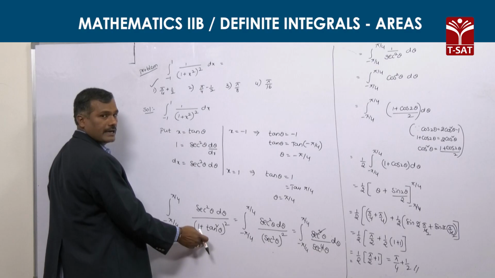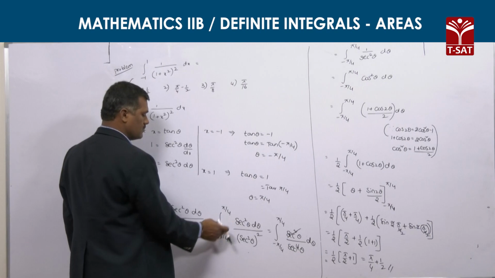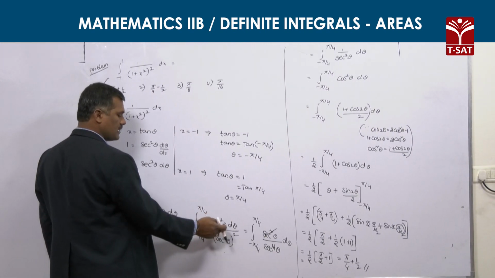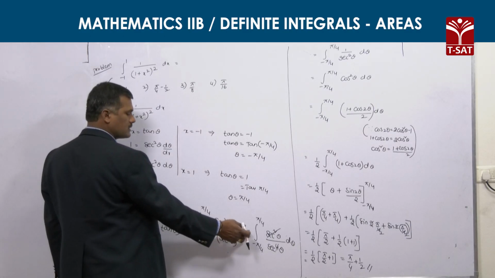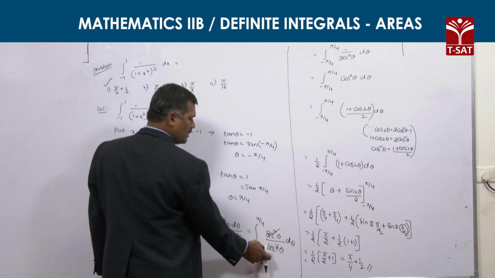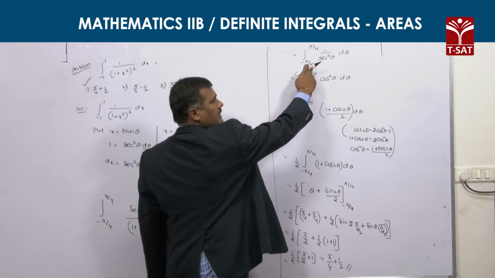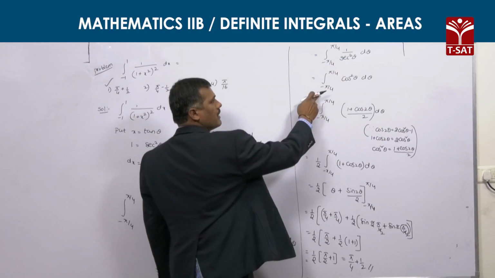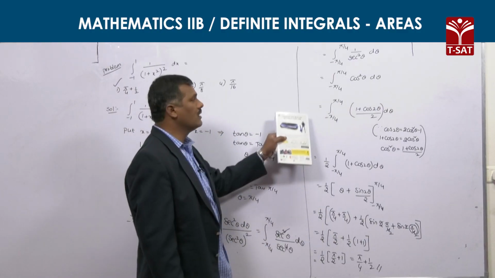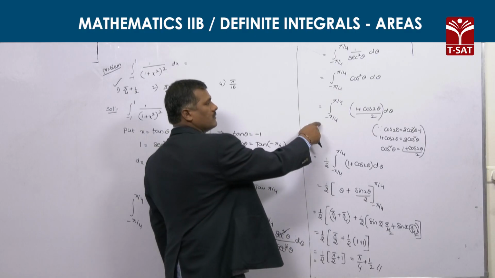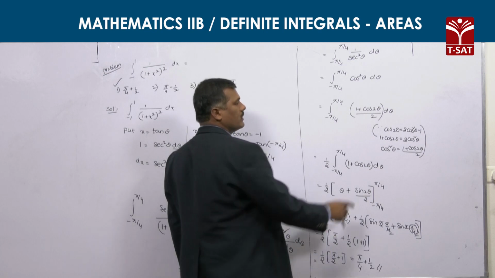Here x is equal to tan theta, so x square is tan square theta, and 1 plus tan square theta whole square. That is the integral from minus pi by 4 to pi by 4 of secant square theta d theta by 1 plus tan square theta, which is secant square theta whole square, secant power 4 theta d theta, 2 times cancelled. That is equal to the integral from minus pi by 4 to pi by 4 of 1 by secant square theta d theta, which is the integral from minus pi by 4 to pi by 4 of cos square theta d theta, since 1 by secant square theta is cos square theta. Cos square theta is equal to (1 plus cos 2 theta) by 2 into d theta.